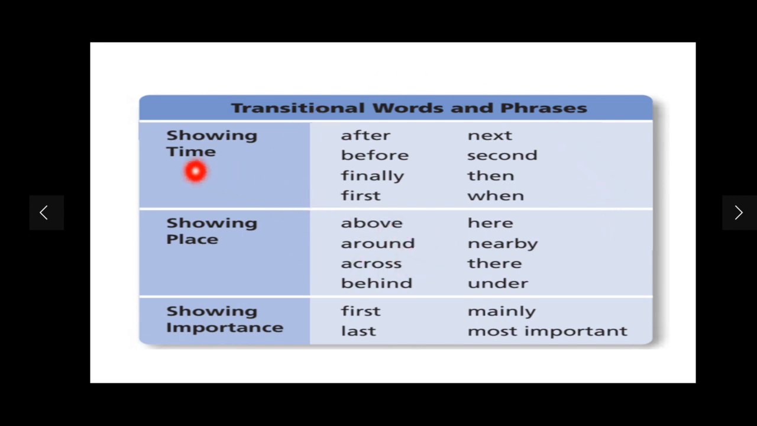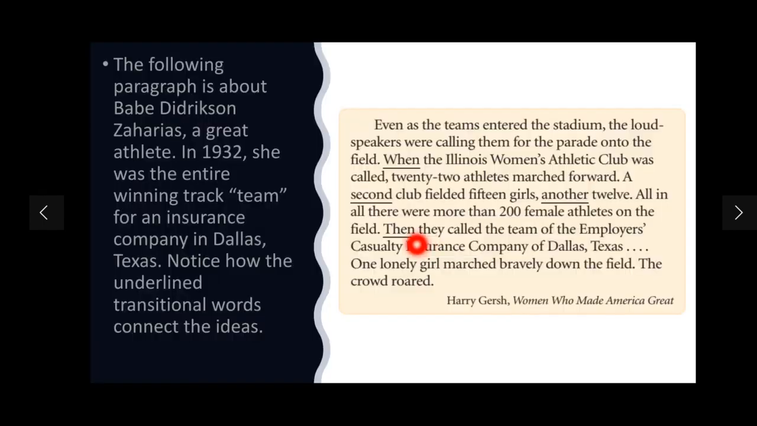If you want to show time, use these transitions. If you want to show places in a paragraph, you have to use these transitions. If you want to talk about importance, you have to use these transitional words. Here we have an example of transitional words in practice. The following paragraph is about Babe Didrikson Zaharias, a great athlete. In 1932, she was the entire winning track team for an insurance company in Dallas.